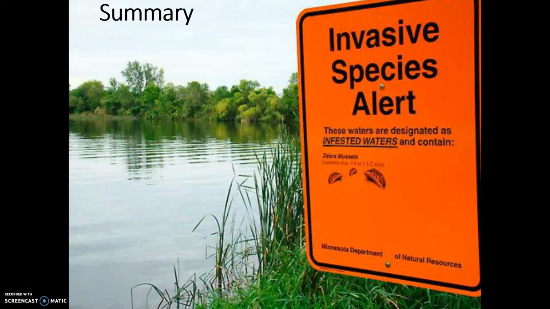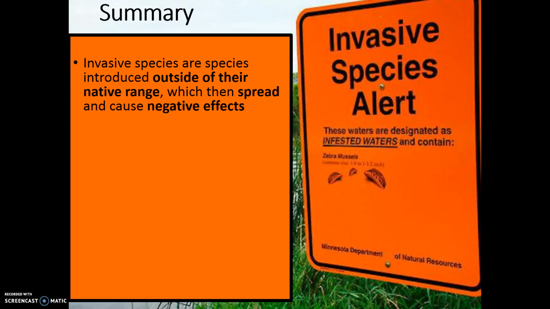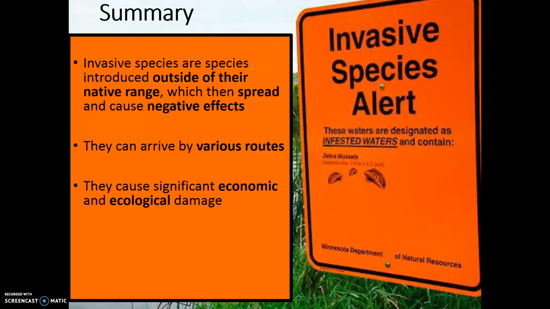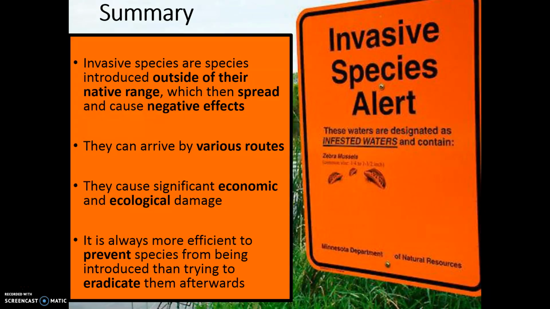So let's just summarise what we've learnt today. The first thing is to remind ourselves of that definition. Invasive species are species introduced outside of their native range, which then spread outside of that initial area of introduction and cause negative effects. They can arrive by various routes, including ballast water, including aquarium pets that are discarded, and biological control. They can cause significant economic damage, as is the case with the zebra mussels, and ecological damage, like the lionfish on coral reefs.